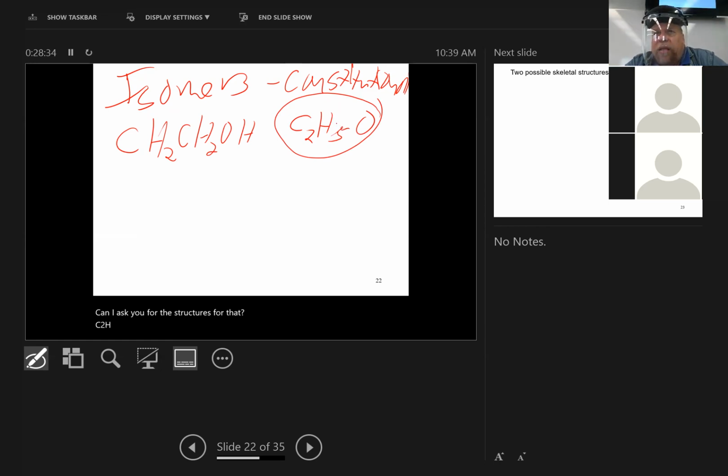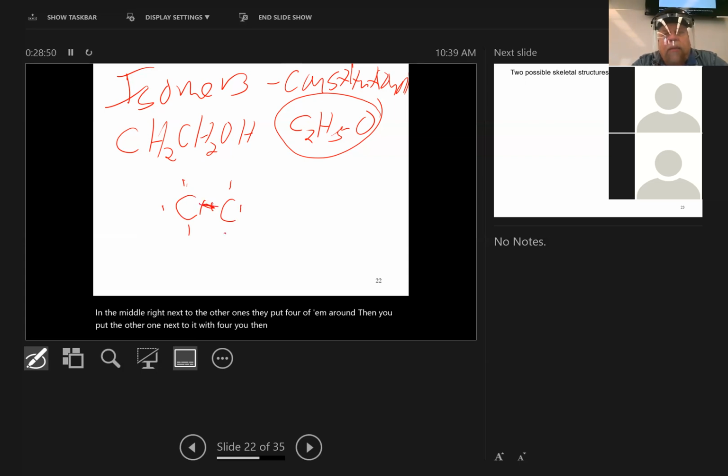C2H5O, if you've got that listed down. So let's just start with the first one. Where do you put the carbon? In the middle, right next to the other one. So you put 4 of them around. Then you put the other one next to it with 4. You then form a bond there, correct?